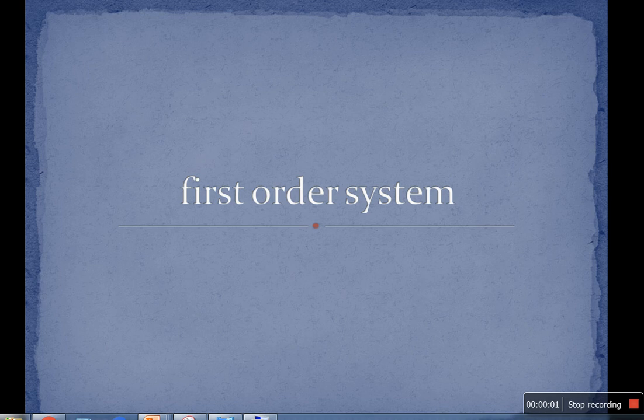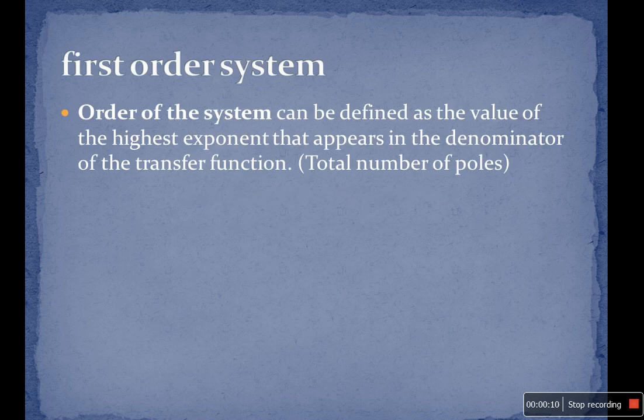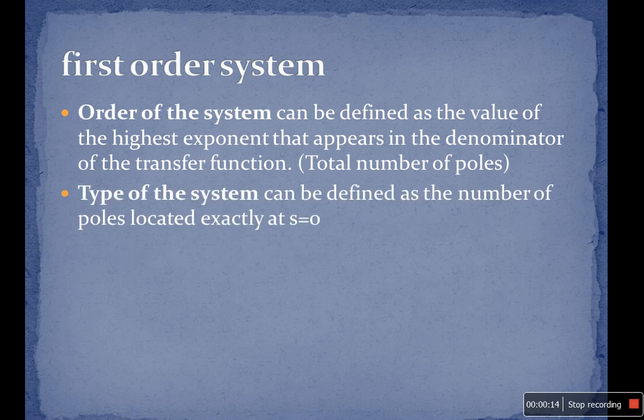Hello everyone. Today we are going to discuss the time response of the first order system. So before going to the first order system, first we have to know what is the order of the system and what is the type of the system. The order of the system is the value of the highest exponent that appears in the denominator part of the transfer function.